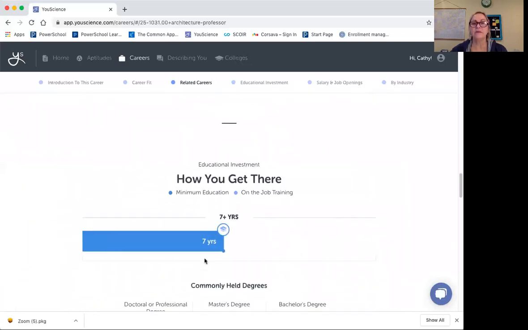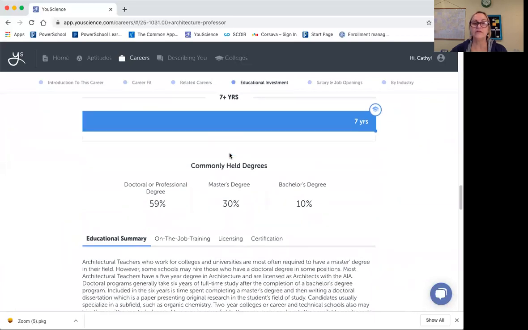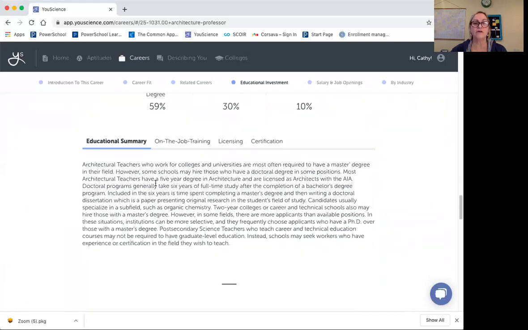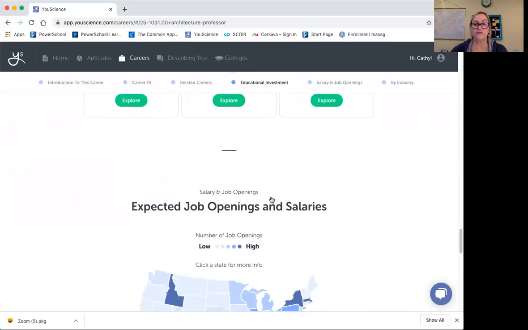Beneath that is the how do you get there? Okay, I kind of like this. How would I become an architecture professor? It's going to take 7+ years. I'll need to get a doctorate most likely, maybe a master's, but most of them have doctorates. Here are majors. So here are the best majors you could go through, and they're slightly different. I could do architecture, but I could also do city or urban planning. I could do landscape architecture. There's all sorts of different majors that you may want to consider. If you thought you wanted to do this as a job, you would want to make sure that whatever college you went to had at least one of these majors.